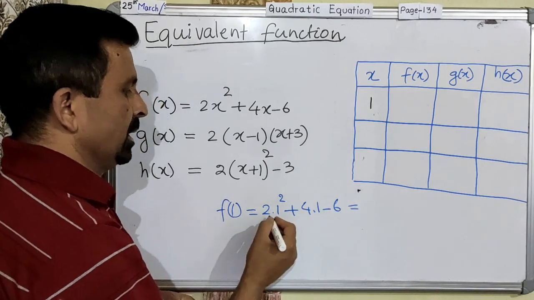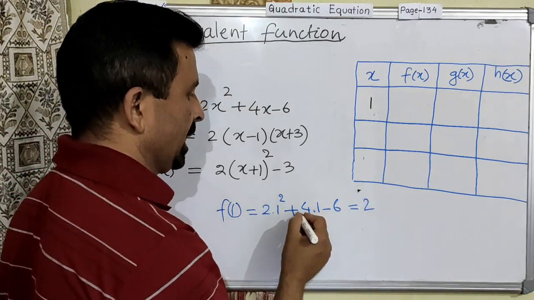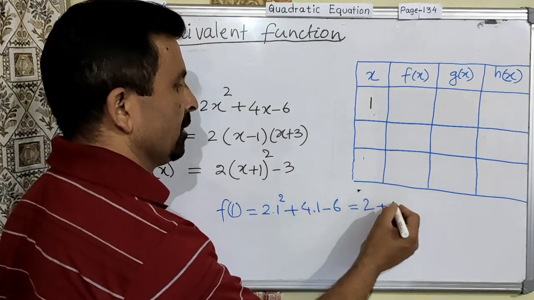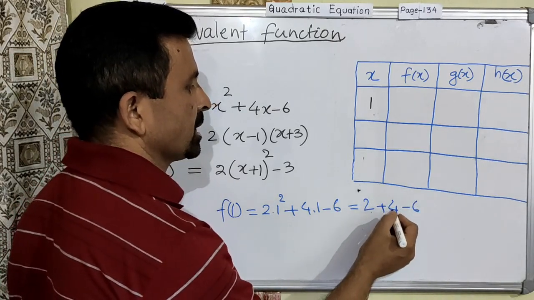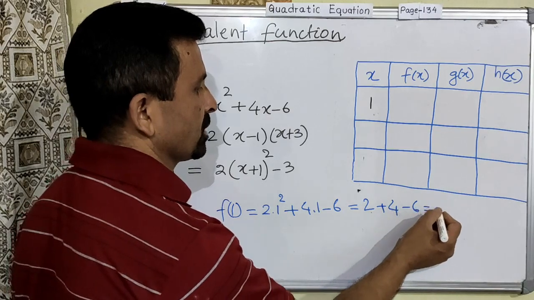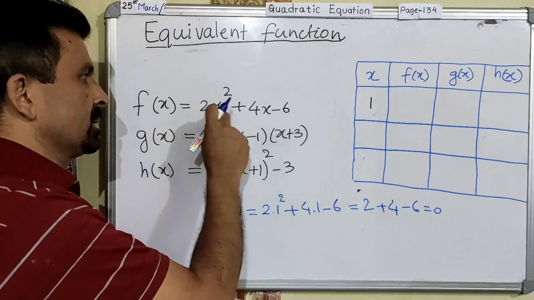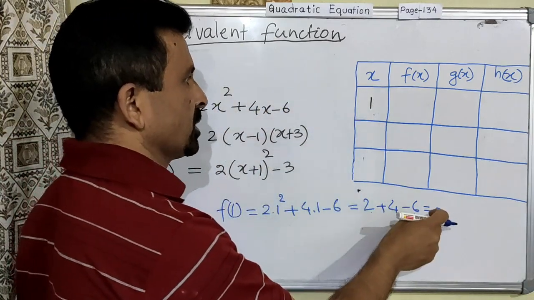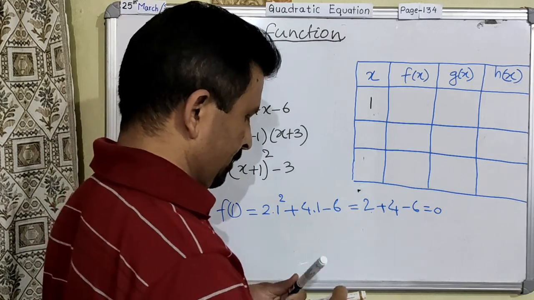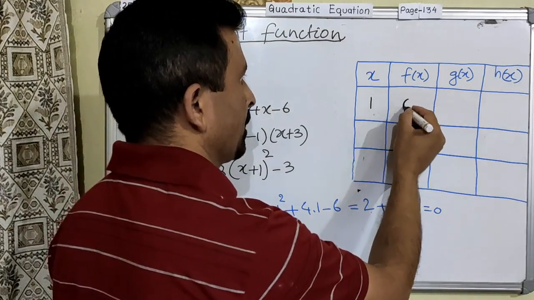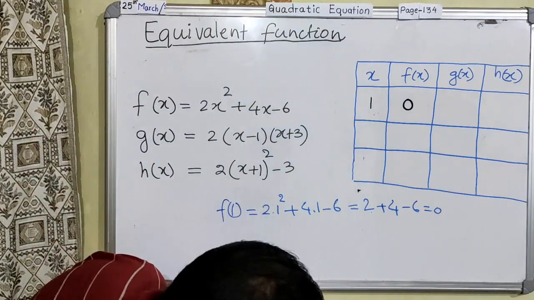So what does it give you? 1 square means 1. 1 into 2 means 2. Plus 4 into 1, that is 4. And then minus 6 as it is. So 2 plus 4 is 6, and 6 minus 6 is equal to 0. So when you have put the value of x as equal to 1 in the standard form, it gives you 0. So I will write here 0. Is it very clear?